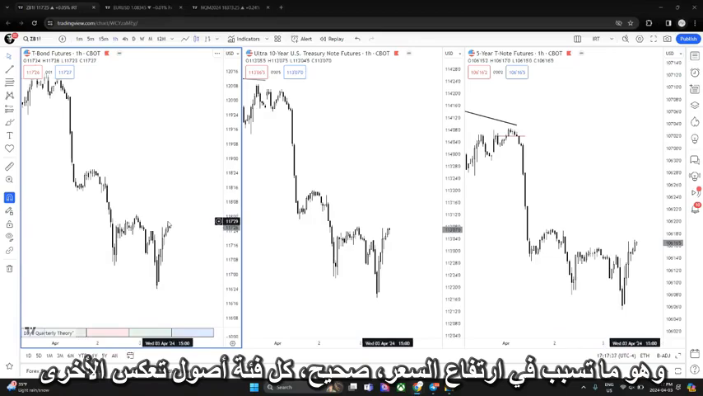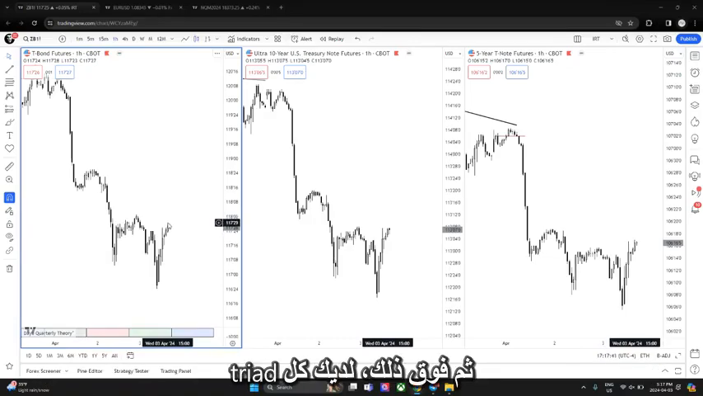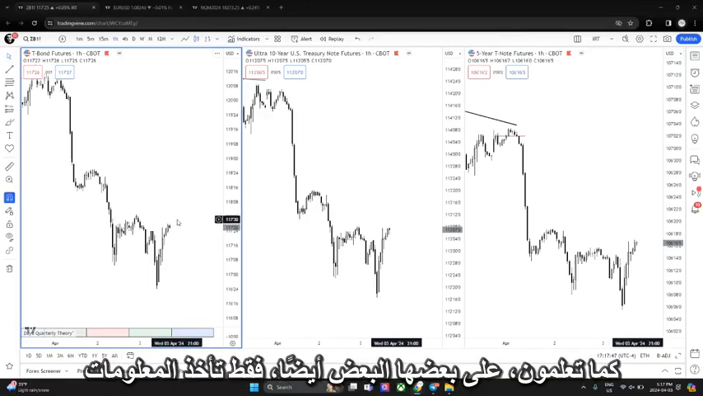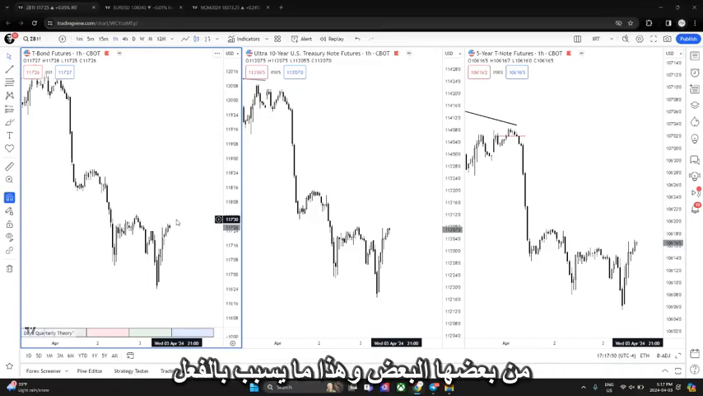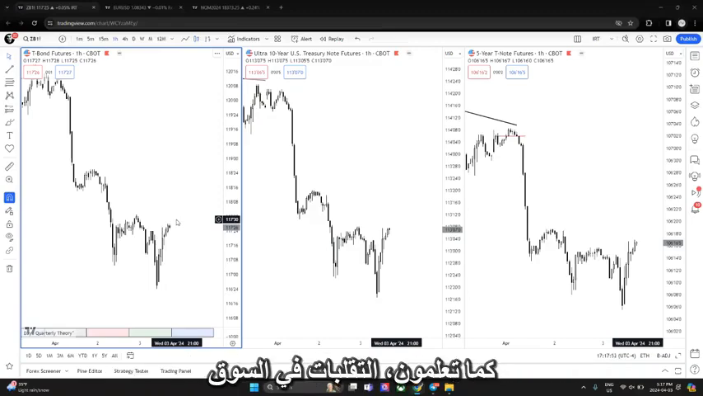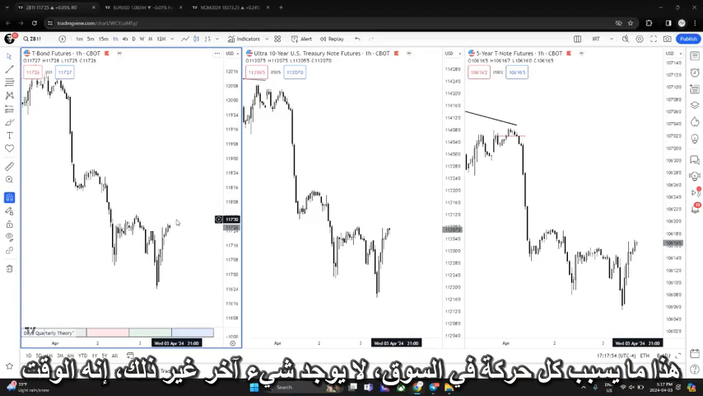Each asset class reflects upon each other, and then above that you have each triad reflecting on each other as well, just taking information from each other. That's what actually causes fluctuations in the marketplace. That's what causes every move in the marketplace. There is nothing other than that.